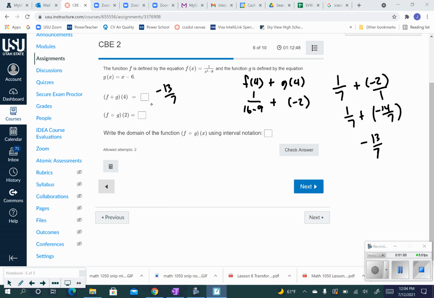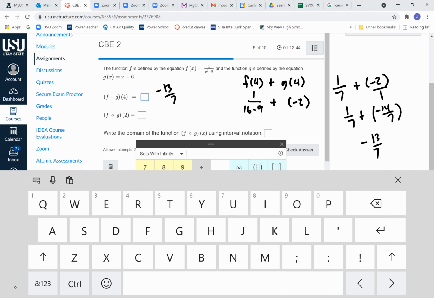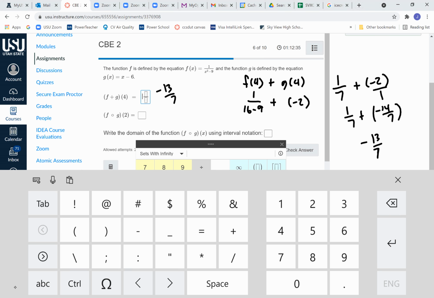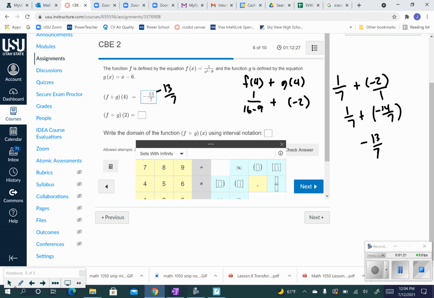Okay, let's go ahead and put that in. Forgot the negative there, so negative 13 over 7. That was a little tricky just because of the fraction, but the problem itself, right? Just f of 4 plus g of 4.